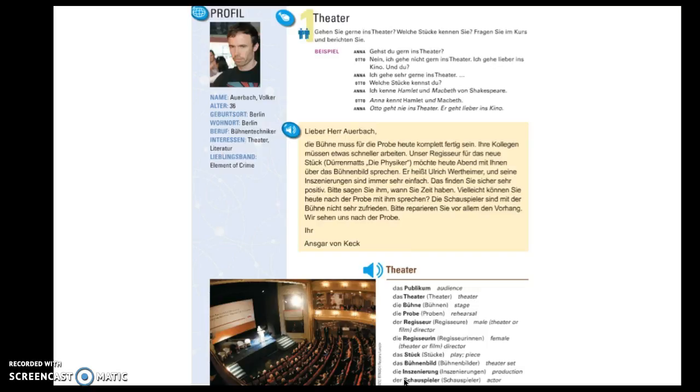So if we have, for instance, this profile of a theater stage hand, Volker, the chapter 4, then you might think, so here's a text where he gets a note from his theater director, and you may say, well, this is vocabulary that is on the higher level: das Theater, die Bühne, die Probe, der Regisseur, Bühnenbild, Inszenierung, Schauspieler. However, we know that these are vocabulary items that occur very frequently in written and spoken texts, even in the context of film and the performing arts in general.